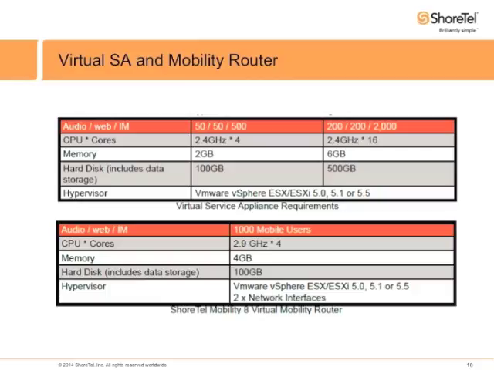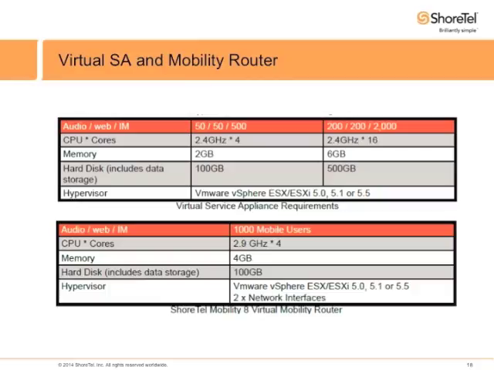Next is the virtual service appliance and mobility router. For this one, you can see there are basically 2 implementations for the service appliance. There's one that supports 50 audio, 50 web, and 500 IM. And then there's also 200 video, or 2000 IM. In order to go to the larger one, it's going to require more RAM and more hard disk space.